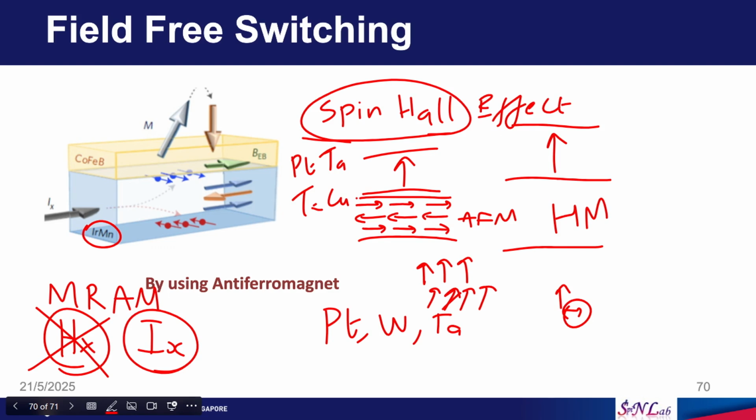Then people are also looking at Weyl semimetals and topological insulators. A lot of materials are being studied to see whether we can achieve high spin torque efficiency. Weyl semimetals and topological insulators are all being studied. That is one aspect. In my group we are also looking at another phenomenon called the orbital Hall effect.